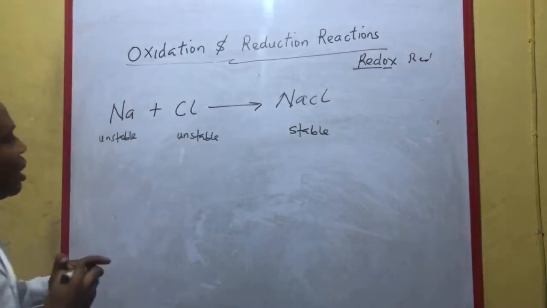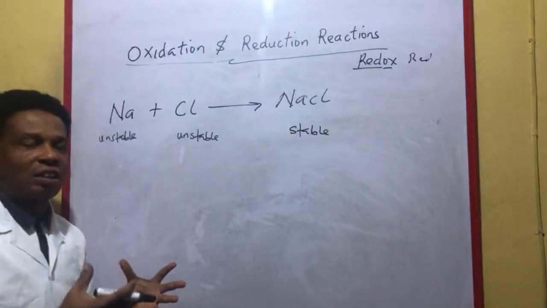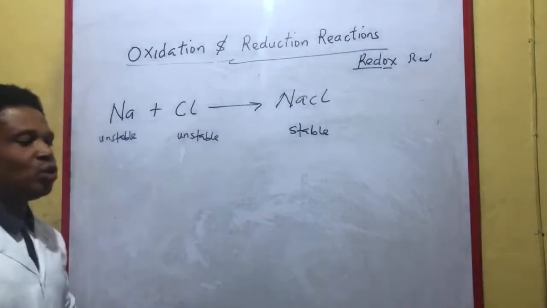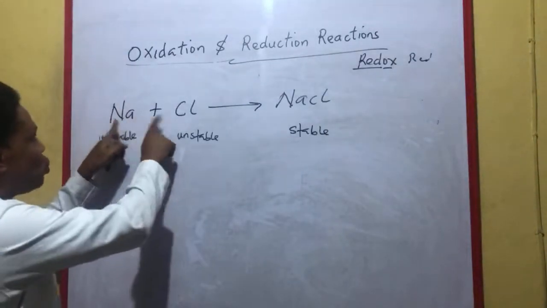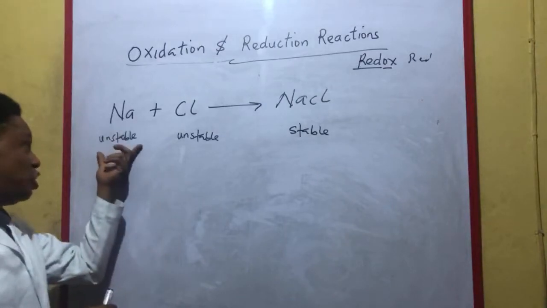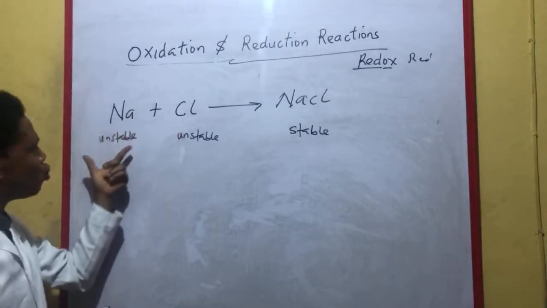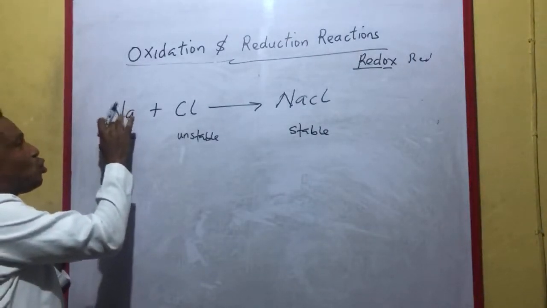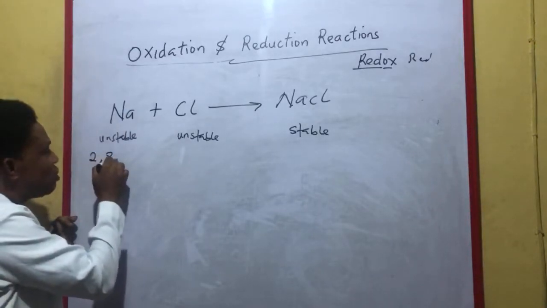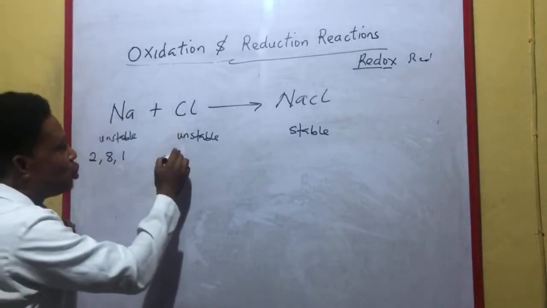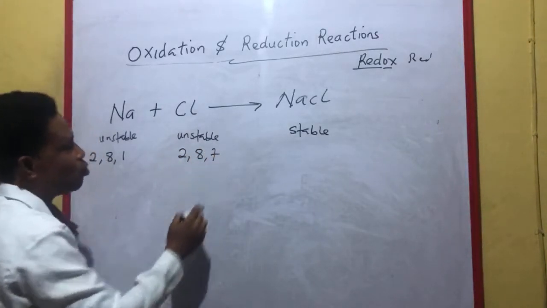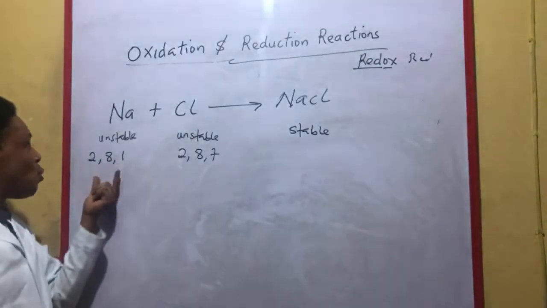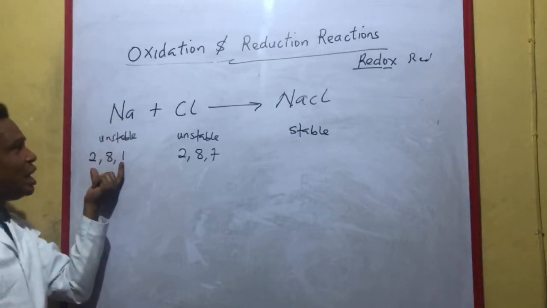When a substance is unstable, that substance has the tendency to be reactive. It has the tendency to go into reaction. So these two substances are very reactive because they are unstable. Now, why are these two substances unstable? Because if you look at the electronic configuration of sodium, it is 2,8,1, and that of chlorine is 2,8,7. So chlorine has 17 electrons in its atom, while sodium has 11 electrons in its atom.